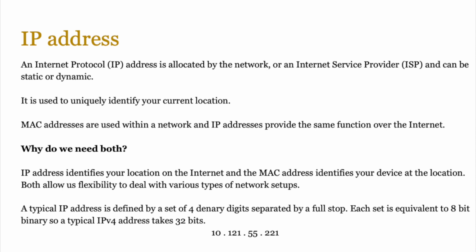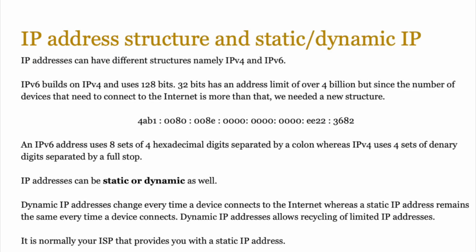A typical IPv4 address is defined by a set of 4 numbers separated by a full stop. Each set is equivalent to 8-bit binary, so a typical IPv4 address takes 32 bits, and it looks like what you see on screen, 10.121.55.221. Now, IP addresses can have different structures, namely IPv4 and IPv6, and you need to know about both of them. IPv6 builds on IPv4 and uses 128 bits.